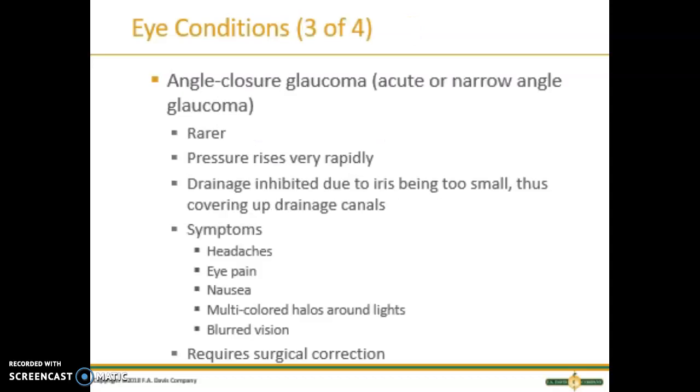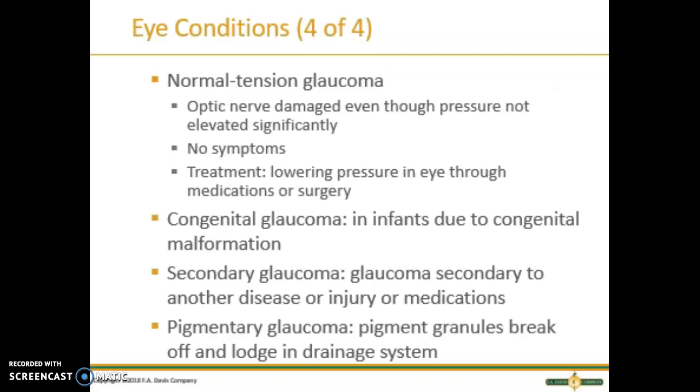So on the next slide, we see the angle closure glaucoma. This is acute or narrow angle glaucoma. We talked about that this is more rare and that the pressure rises rapidly. And there are the symptoms that we talked about on the last page: the headaches, eye pain, nausea, multicolored halos around lights, blurred vision, and it does require surgical correction.